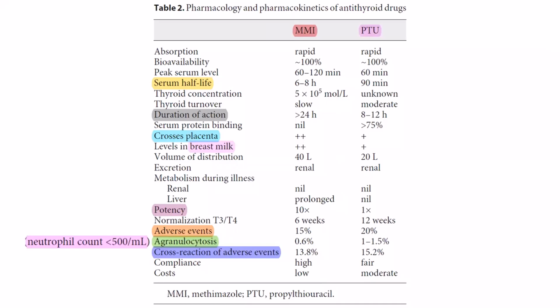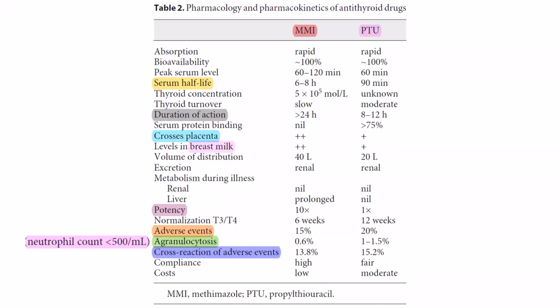And also don't forget that methimazole is more potent than propylthiouracil. Methimazole is more than 10-fold more potent than propylthiouracil. And also, of course, the normalization of thyroid hormone is rapid with methimazole. It needs 6 weeks to normalize thyroid hormone, but needs a prolonged time with propylthiouracil. And also adverse events are more with propylthiouracil.